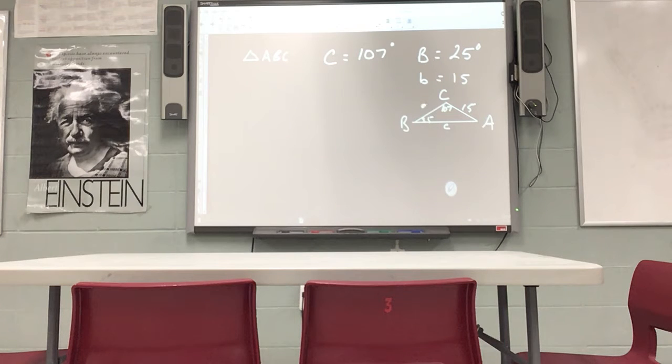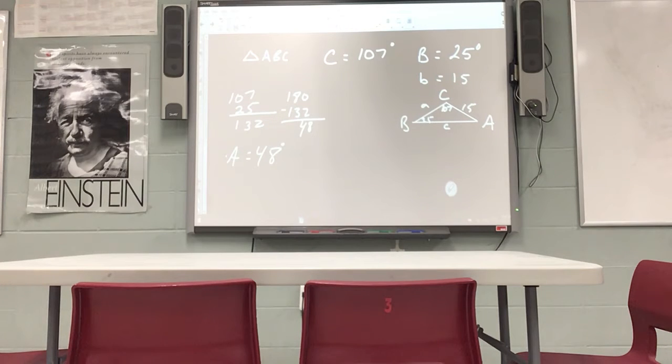So let's find angle A first. I think that's the easiest thing to find first, because a triangle has to add up to what in degrees? 180. So we've already got 107 and 25, so we've got 132. We take that away from 180. 10 minus 2 is 8, 7 minus 3 is 4. So angle A, our first answer we found on our own, is 48 degrees.